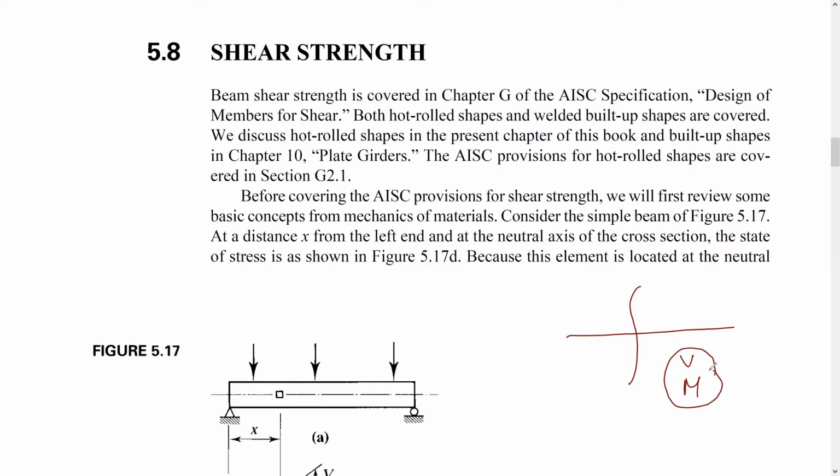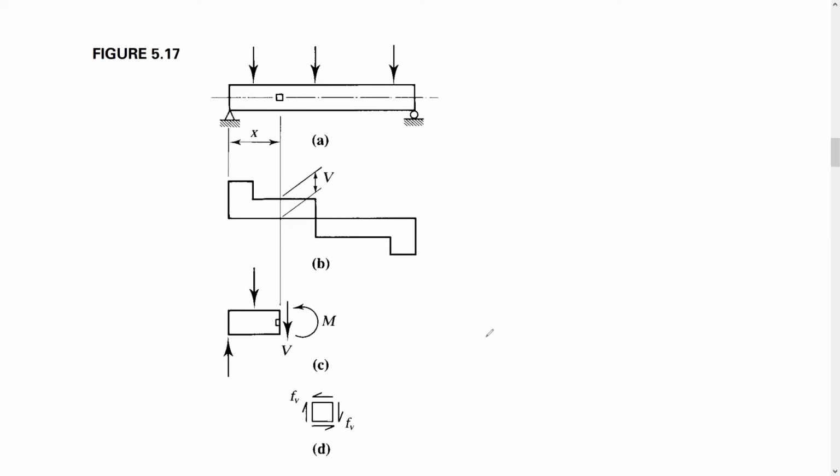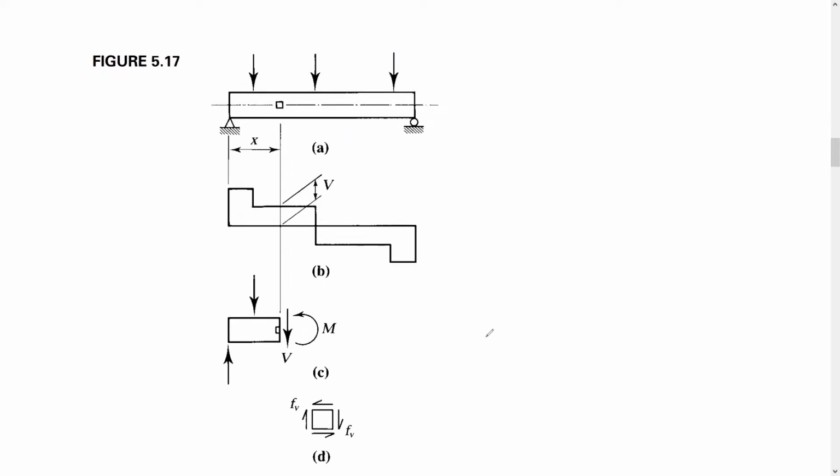So before going further, let's make a quick review of the basic concepts from the mechanics of materials, or strength of materials, as you would like to call it, about the shear. If you see here, this beam, figure 5.17, is a simply supported beam, with a pin here and a roller here.